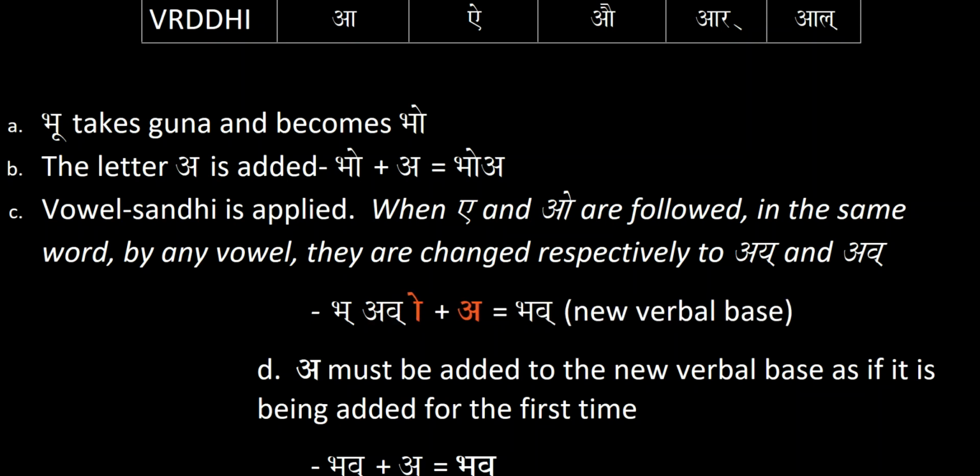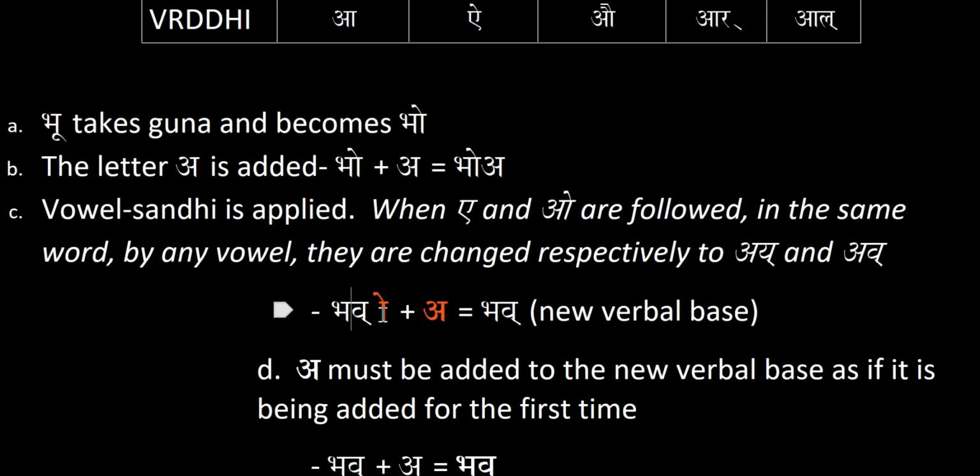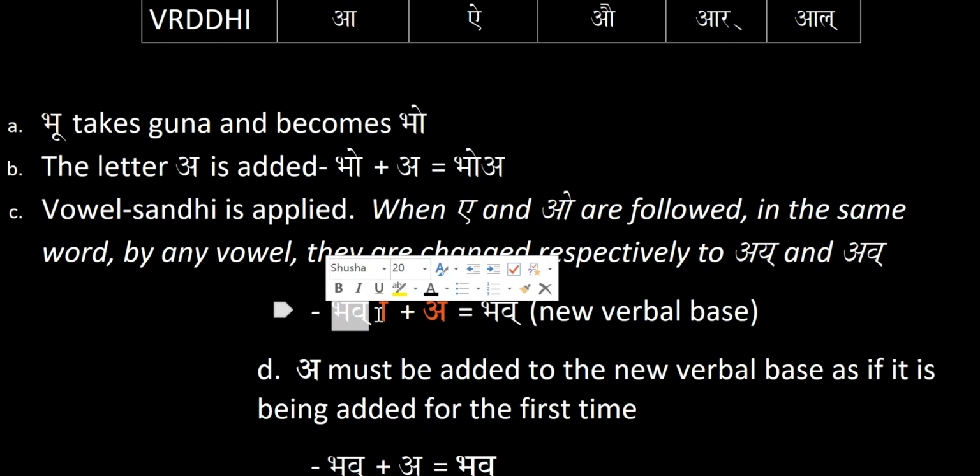with the halant. Now when these two come together, when this comes close to an a, you don't need the halant anymore, nor do you need the a, because the moment that you remove the halant, the ba is already represented in the bha. So you just remove that and then your new verbal base becomes bhav.